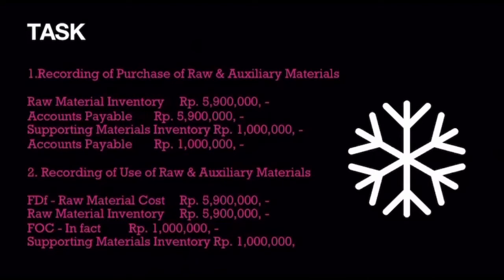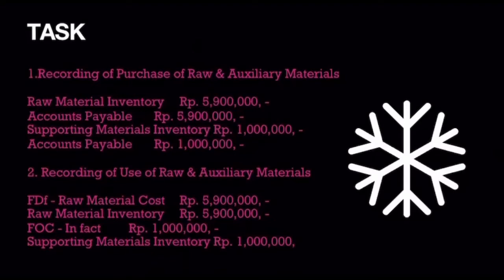The first is recording of purchase of raw and auxiliary materials. Means that raw material inventory is debited with 5,900,000 rupiah, and accounts payable is credited with 5,900,000 rupiah, and supporting material inventory with 1 million rupiah, and accounts payable with 1 million rupiah.